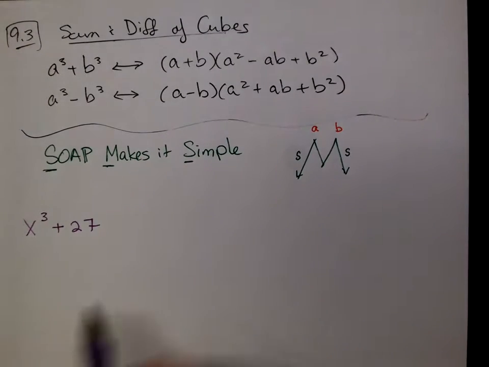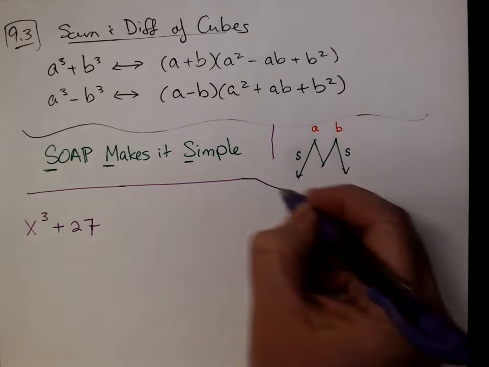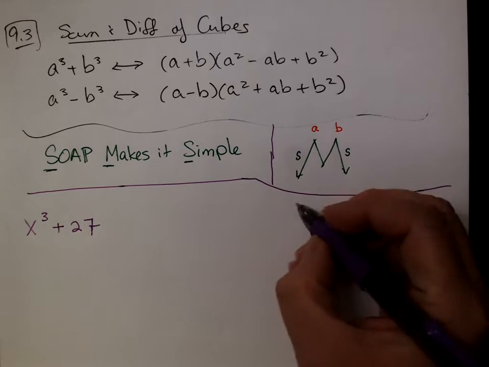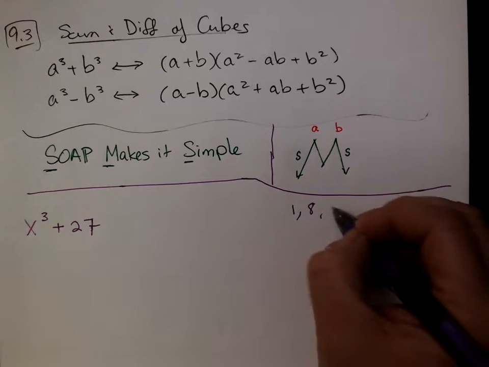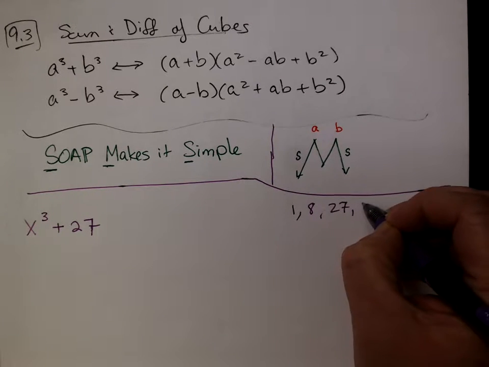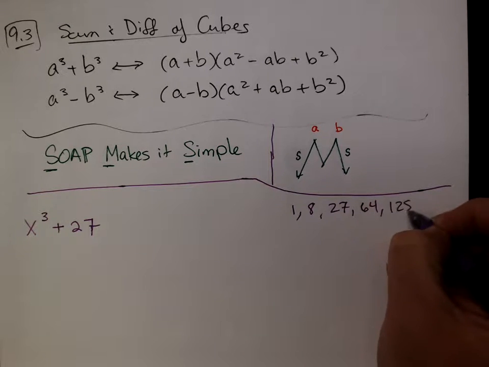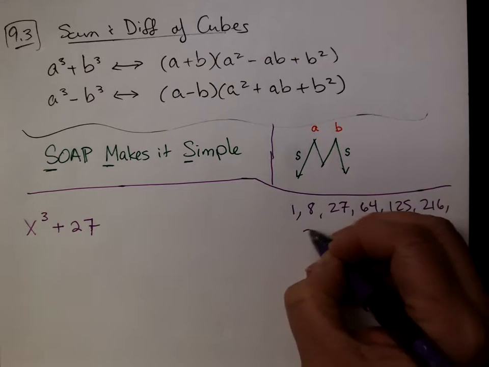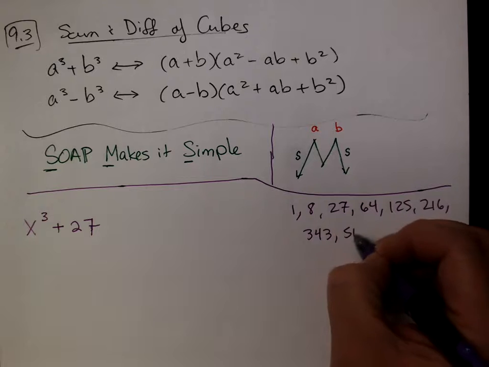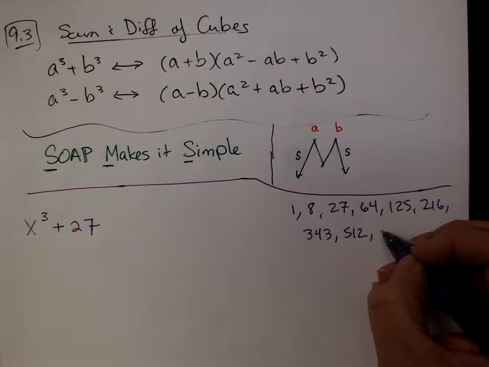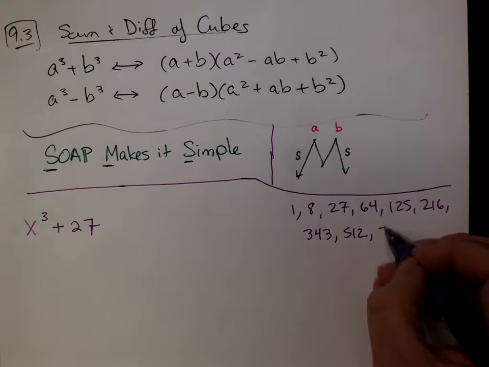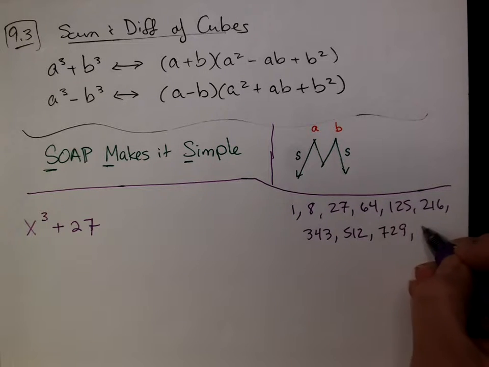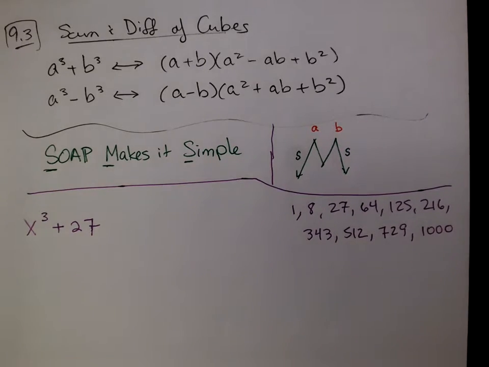Now, just like knowing perfect squares, knowing perfect cubes up to a certain point is good. 1 cubed, 2 cubed, 3 cubed, 4 cubed, 5 cubed, 6 cubed, 7 cubed, 8 cubed. I never remember 9 cubed. Wait, that's 6, 7, 8. I think it's 729 actually, yeah. And then 10 cubed.